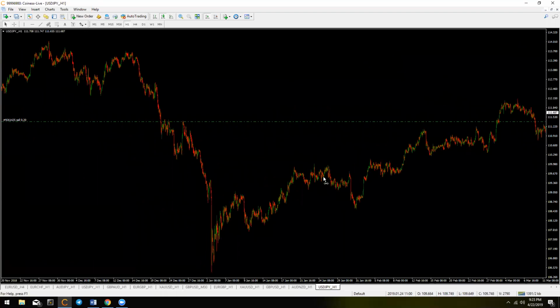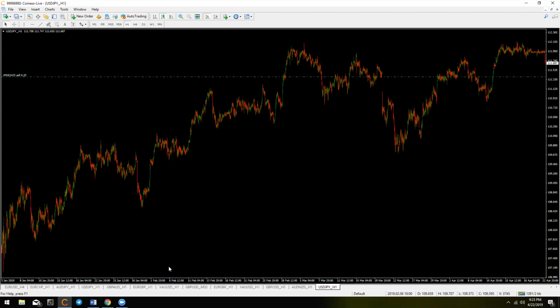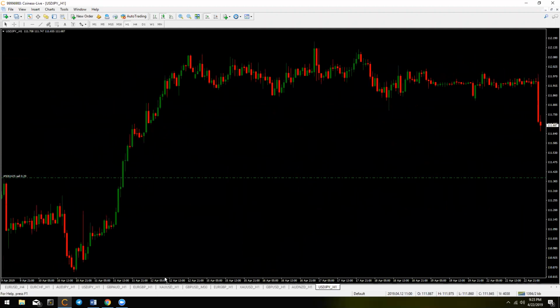But 23 is the magic number. Once it goes 23%, it's probably going to keep going. So take your profit. You can even take your profit at the 38. And then once it's at the 38, you can put in another buy stop or a sell stop at 38 and ride it to the 50, just so you're securing profits. You know what I'm saying?